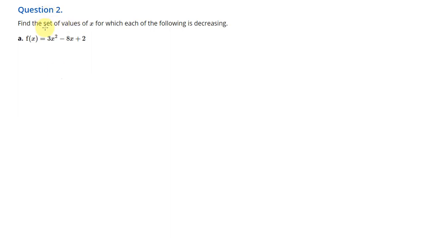For number 2, it says find the set of values of x for which each of the following is decreasing. So number 1, set of values means or implies that there's more than one. And we're talking about decreasing. What they're saying is at this particular value of x, the slope is going to be negative or decreasing.